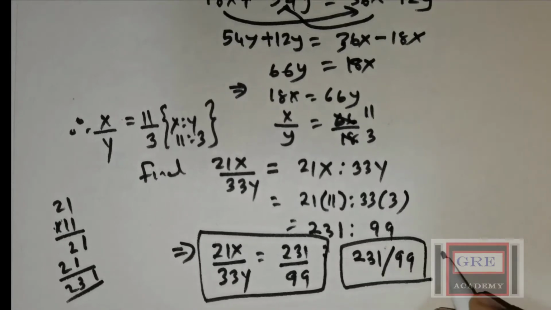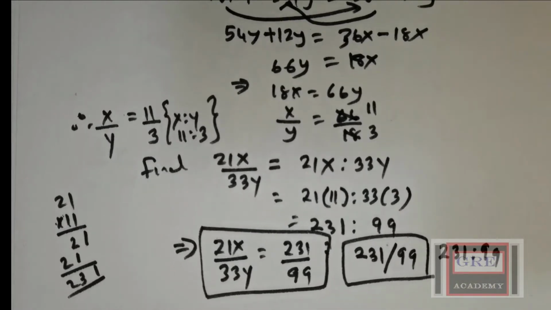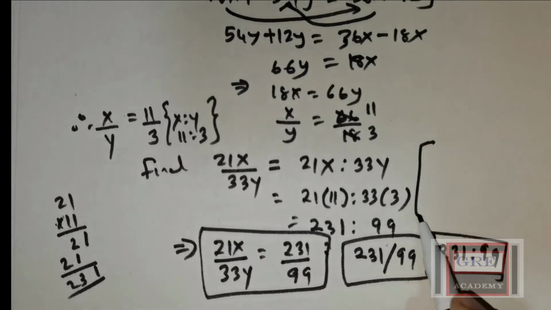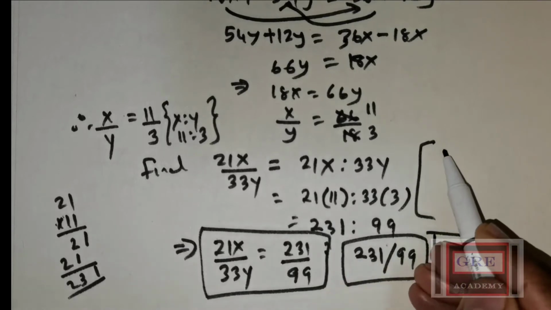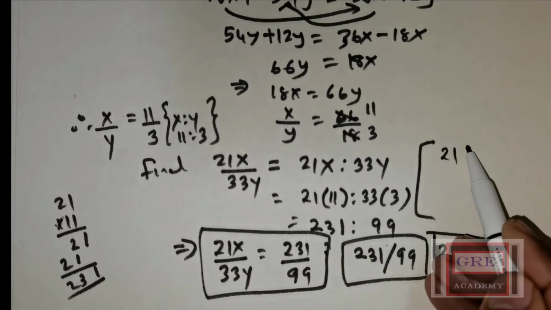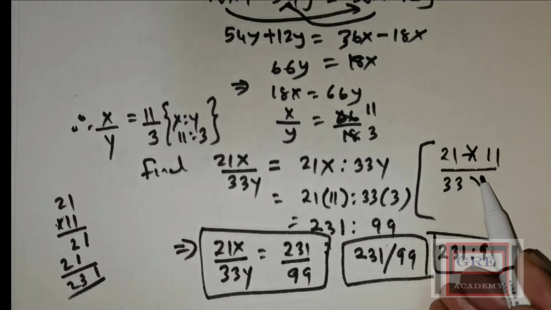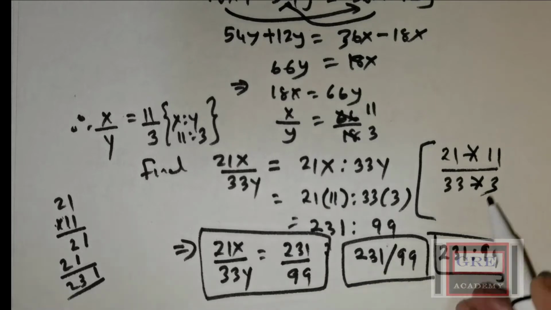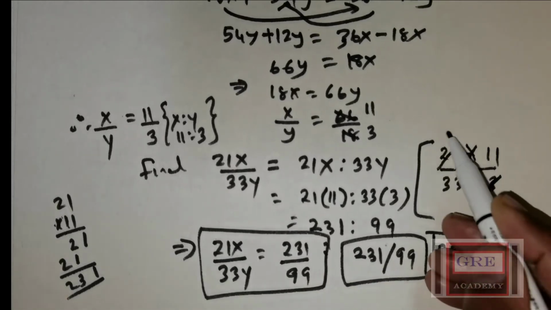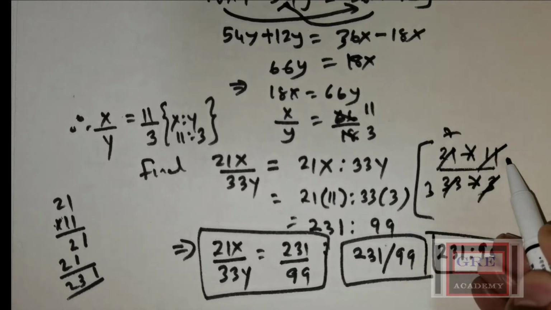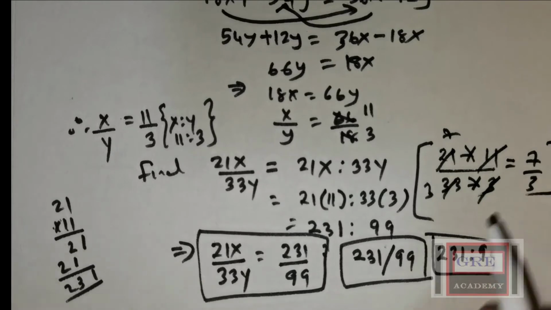Or you can also write it like this, 231 is to 99. So whichever way is convenient, doesn't matter, the solution is going to be the same. Now you can actually reduce these quantities. Now this is actually 21 times 11 divided by 33 times 3, right? So 3 divides here 7 times and 11 divides here 3 times. So this is actually 7 over 3.